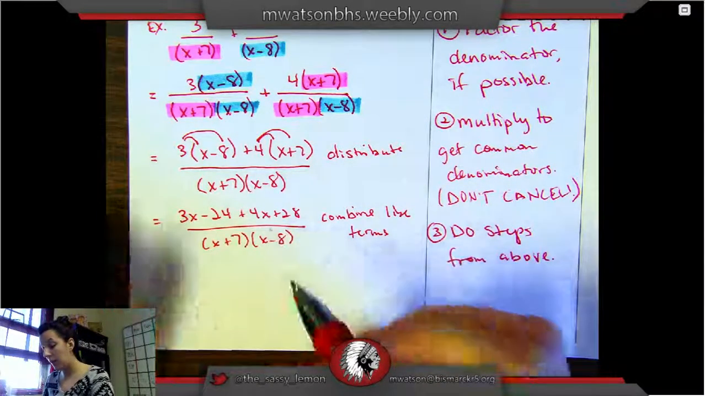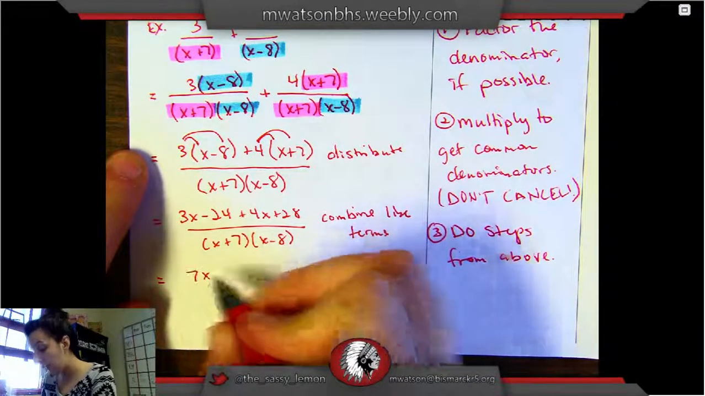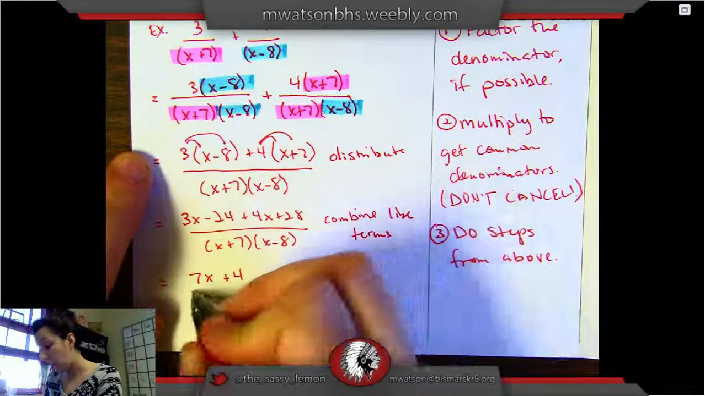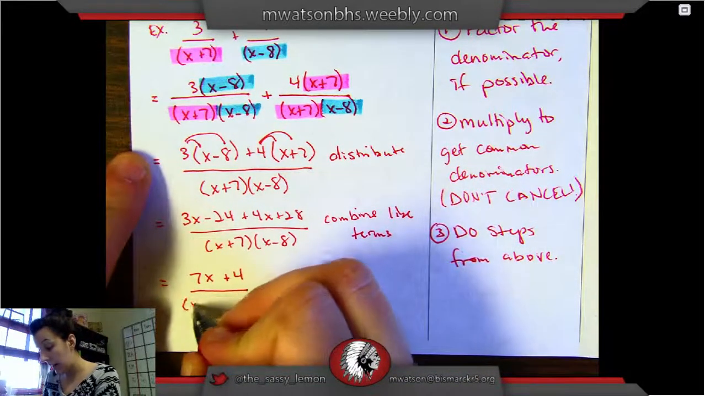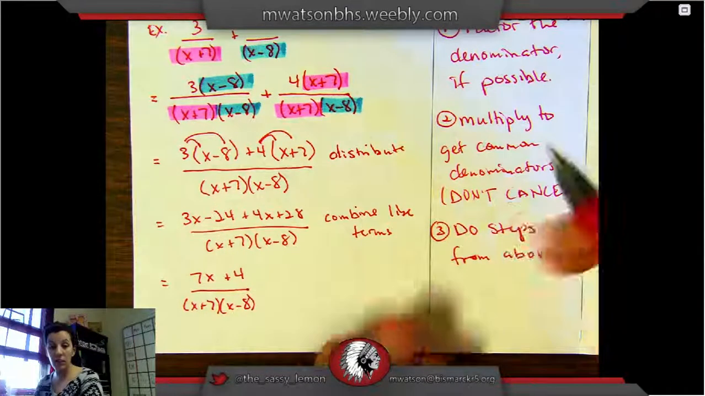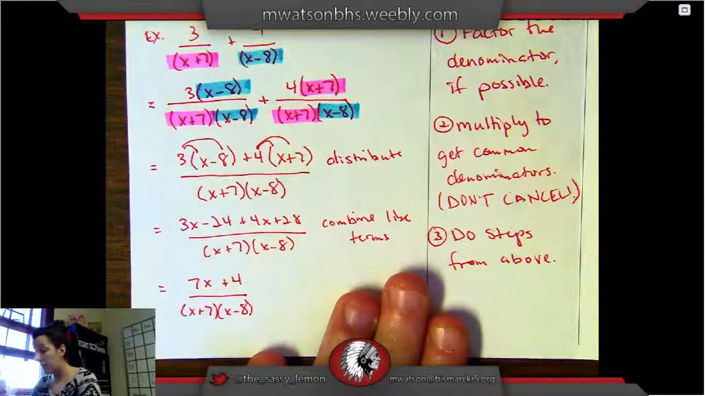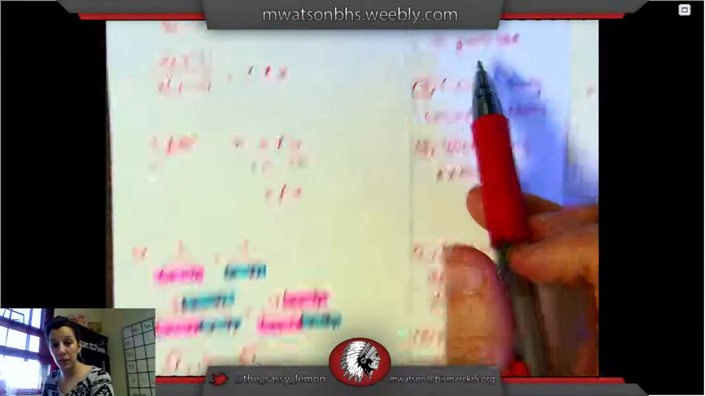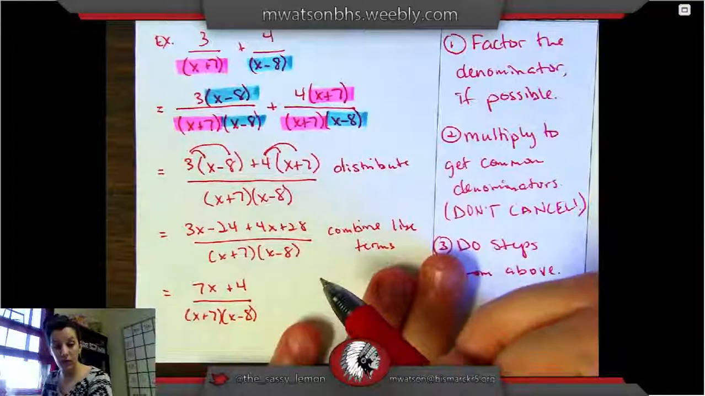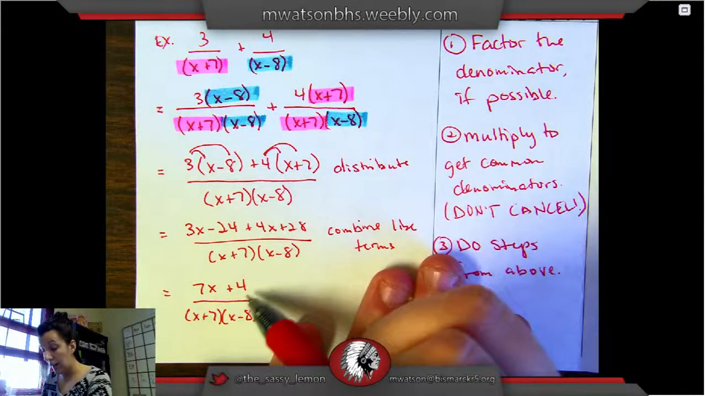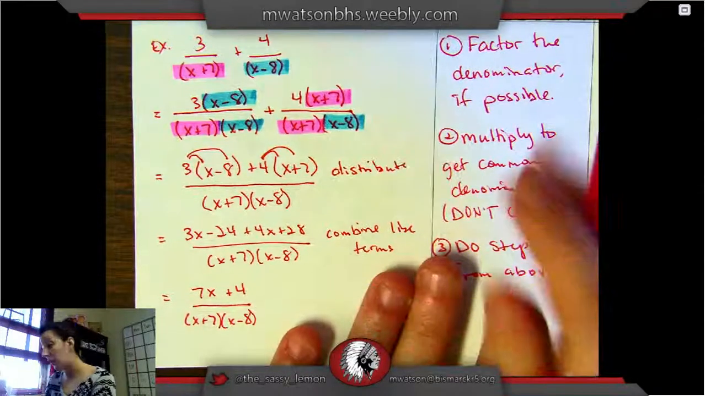So the 3x and the 4x becomes 7x, and negative 24 and 28 becomes just positive 4. And it's all over that denominator. Now, we're still doing these steps from up here. It says factor if possible. Well, this is already factored, and the 7x plus 4 can't be factored anymore.